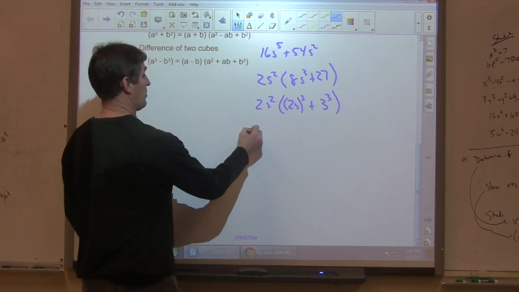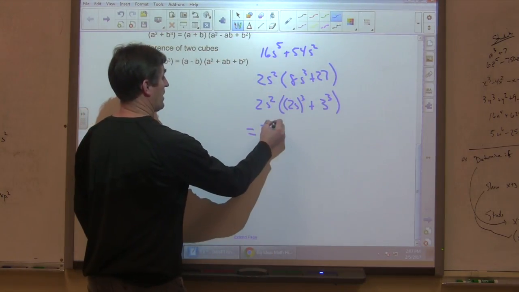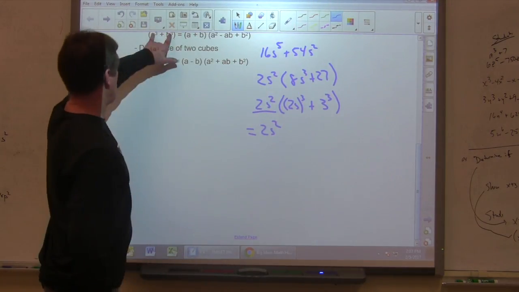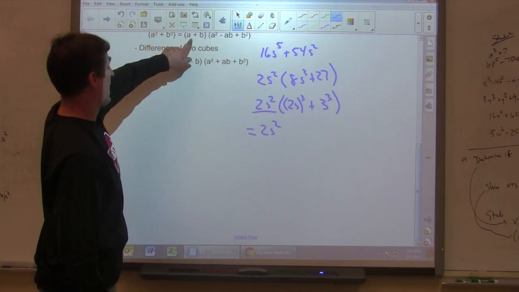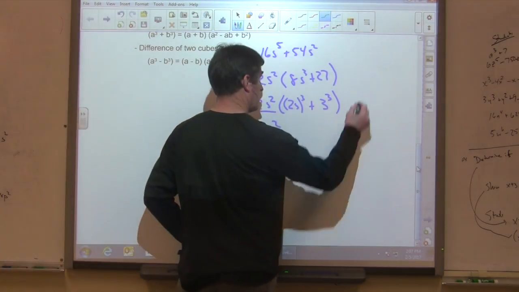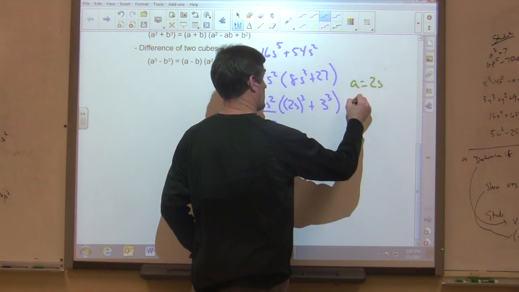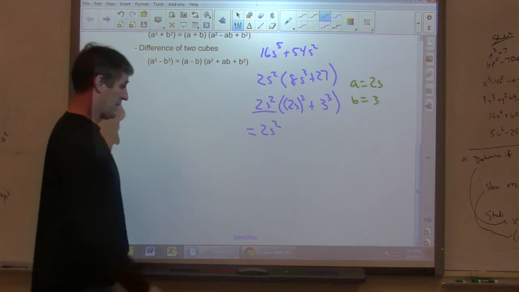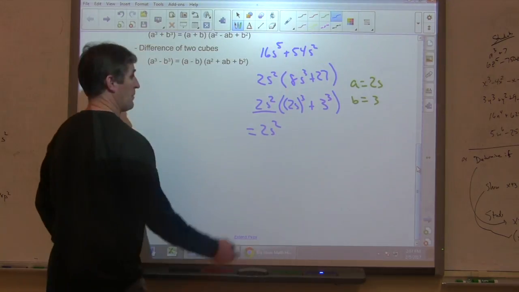And so that would equal, again, my 2s squared stays the same. I don't change that, I don't drop it. And now I'm using the sum of two cubes. So my a in this case is 2s, and my b is 3. If it helps you to write that out, by all means do. You don't need to, but a lot of people it helps.